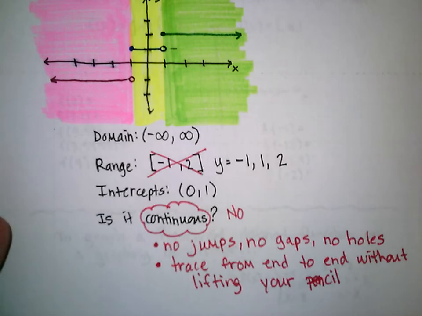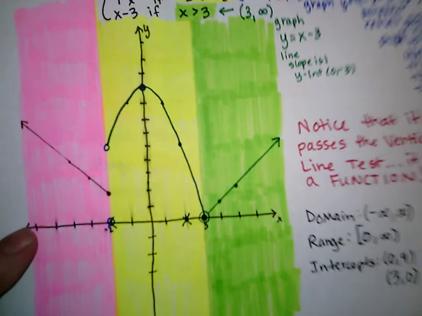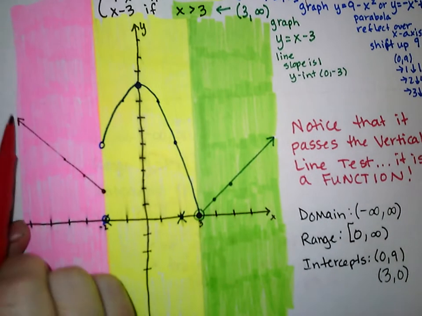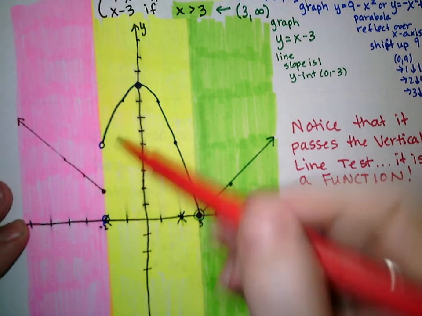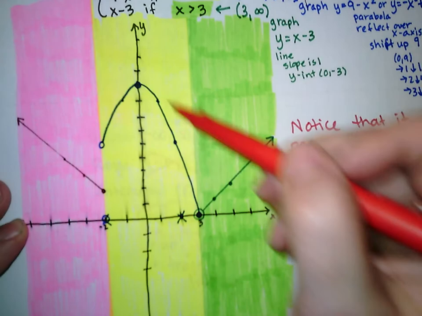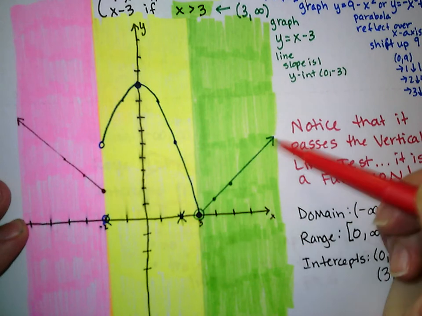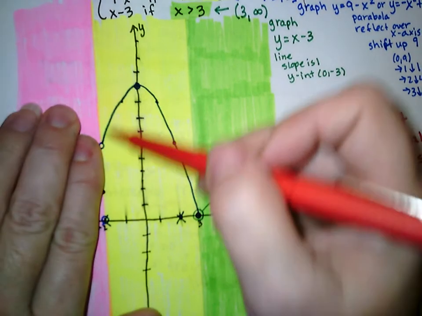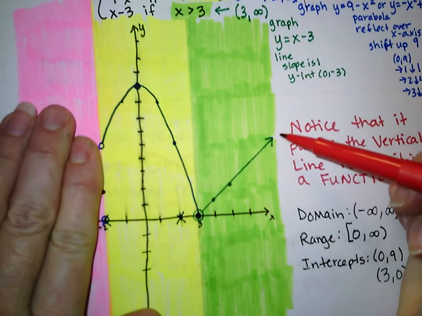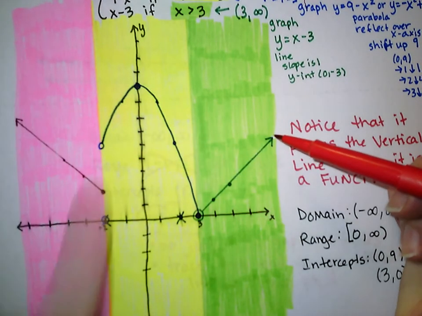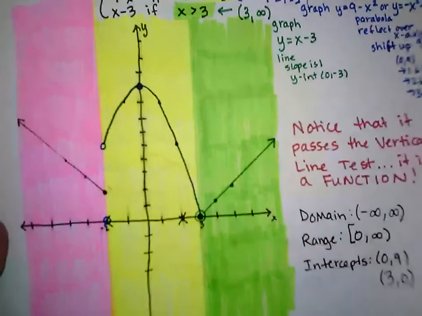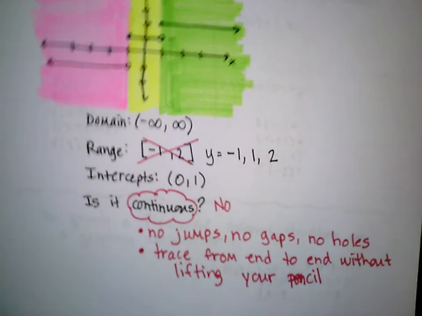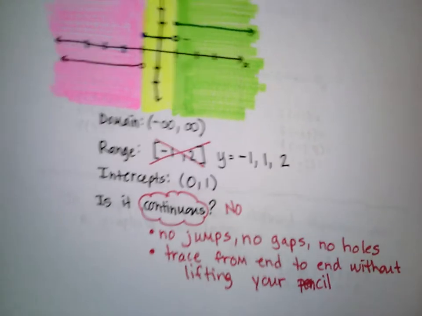Let's look at our previous function. Is this function continuous? Well, I go from here to here. I have to pick up my pencil, go to here. I wouldn't have to pick up my pencil over here. So in this section, it would be considered continuous, but because of that, it's not continuous. And neither is this one that we just read.